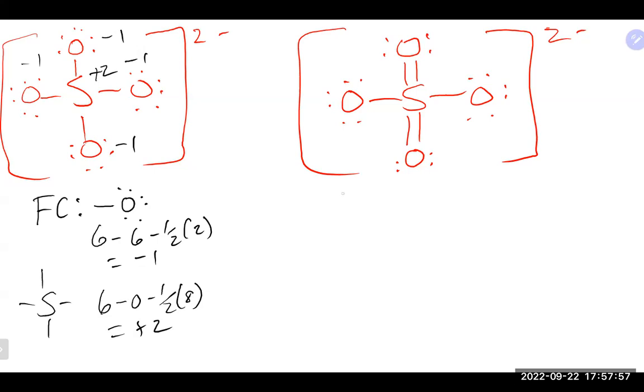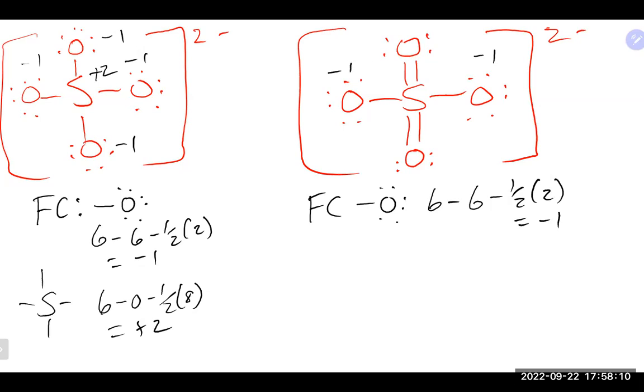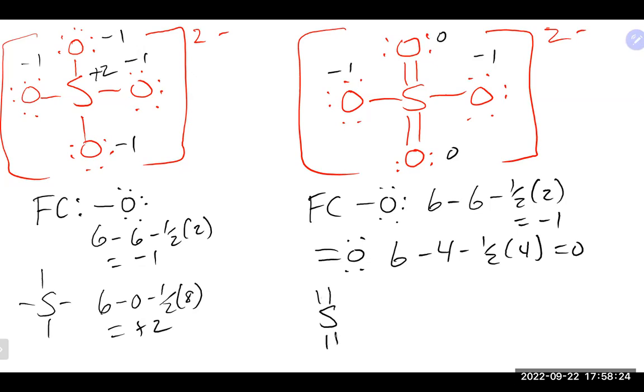If we move over to the structure on the right and calculate the formal charge for our single bonded oxygen, it will come out the same: 6 minus 6 minus 1/2 of 2 gives us our -1. So we've got our -1 here, our -1 there. For our double bonded oxygen, 6 minus 4 minus 1/2 of 4 gives us 0. So this would be 0, and that would be 0. And lastly, for the sulfur in the middle with its expanded octet, that would be 6 minus 0 minus 1/2 of 2, 4, 6, 8, 10, 12, which gives us 0 as well.